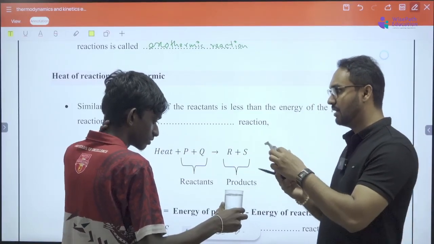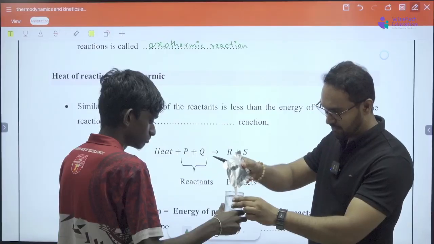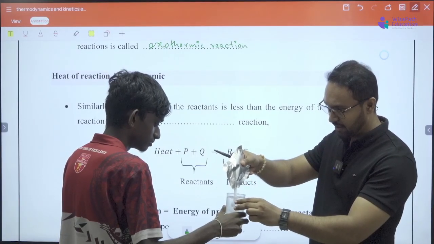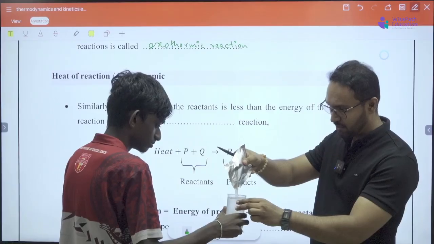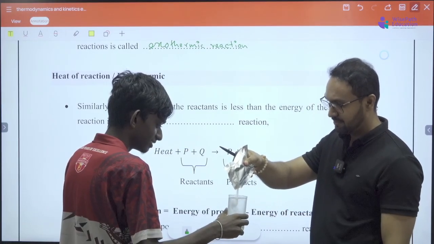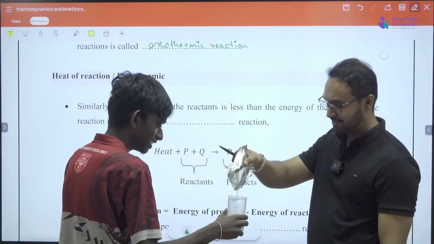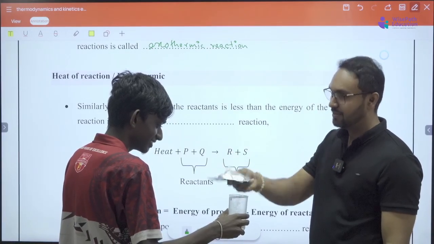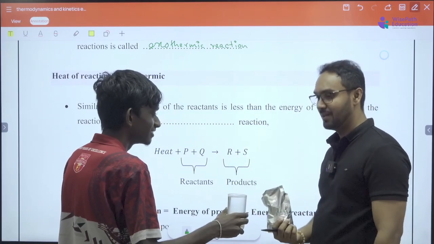So I'm going to add glucose to the water. The water glass was a bit hot at the beginning. It's supposed to get cold. Do you feel the cold? Not yet? What do you feel now? You feel cold. So what has happened now?